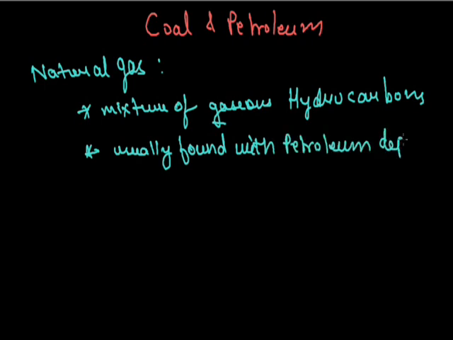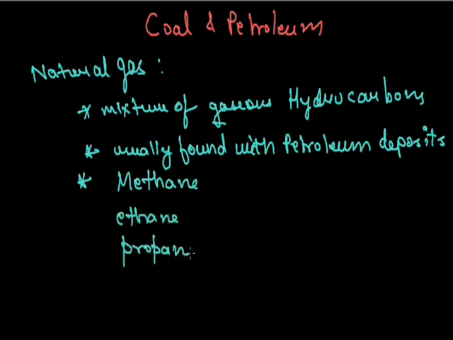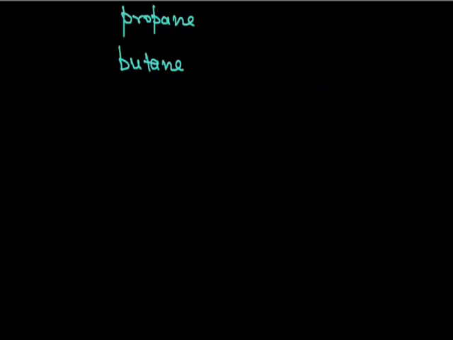Means where the oil wells are, along with them natural gas is found above the oil wells, above the petroleum deposits. It is rarely found separately. So what is it? It is a mixture of methane, ethane, propane, butane. But the main constituent is methane, which constitutes about 85% of natural gas. Sometimes helium is also found in natural gas.